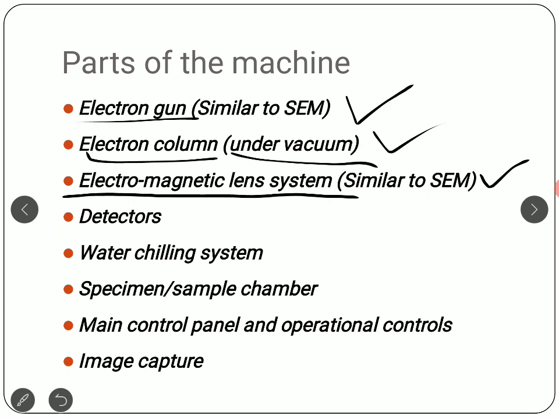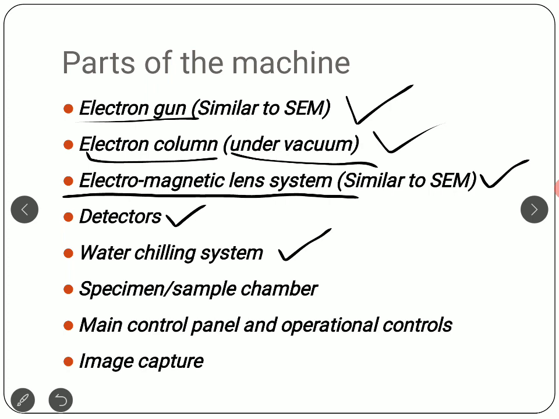And then we have the detector. So we can have a scintillation screen, or we can have a camera and so on. And then we have the water chilling system. Now this heats up, because we know that we are using magnetic lenses and some kind of electric field, and as a result the heating up of the system you cannot avoid. So you need to keep the system cold, so use a water chilling system.